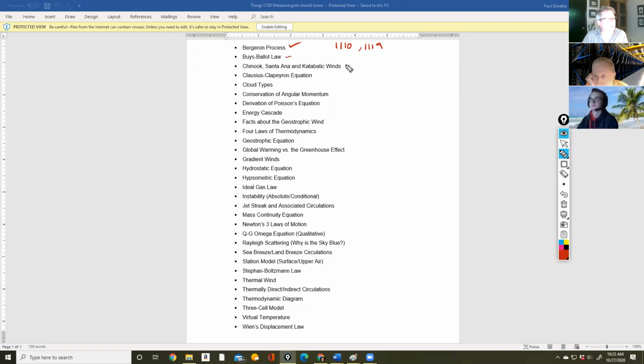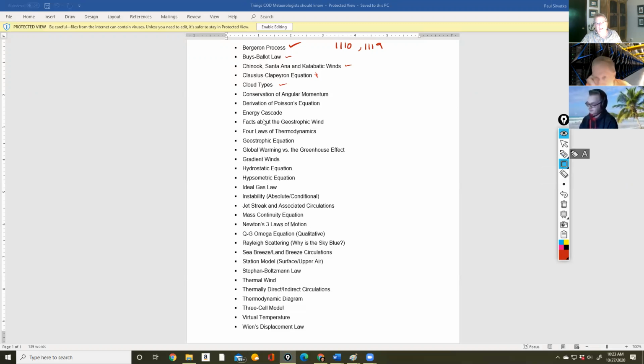Buys-Ballot's law is going to be limited. That's just simple stuff. Chinook, Santa Ana, katabatic winds, that's independent. This one we have done in class. Cloud types, that's something you should know, right? I mean, you can do independent research on cloud types, but I want to make sure you know it. This is like a total thing.